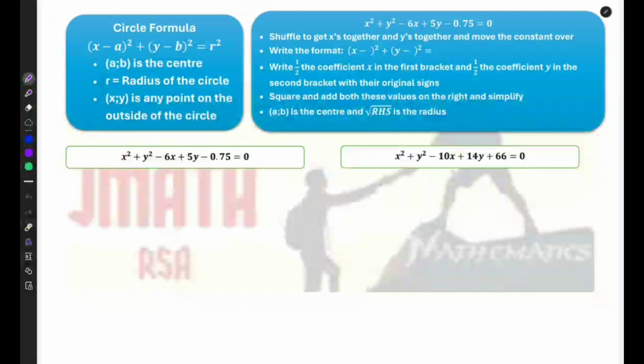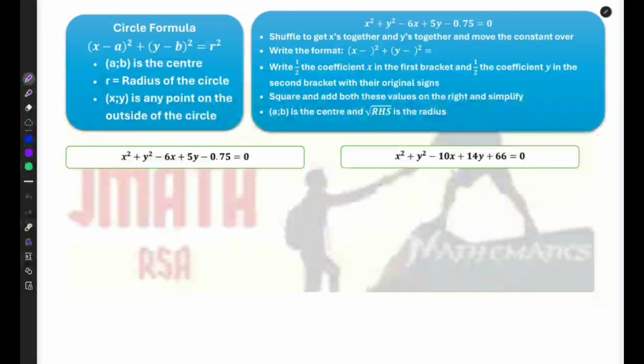Now, I'm going to check what is the coefficient of just x. So what is standing right in front of x? In this case, it's the minus 6. I'm going to half that and write it in the first bracket. So the sign stays exactly the same as it was. Then for the y bracket, I'm going to look at the coefficient of y, so that plus 5. I'm going to half it, and then I'm going to write it in the second bracket.